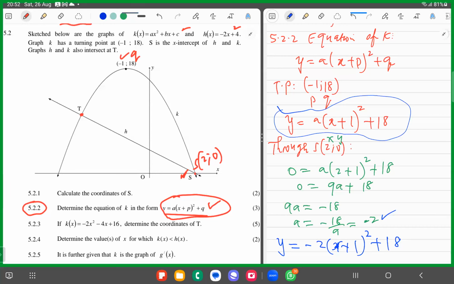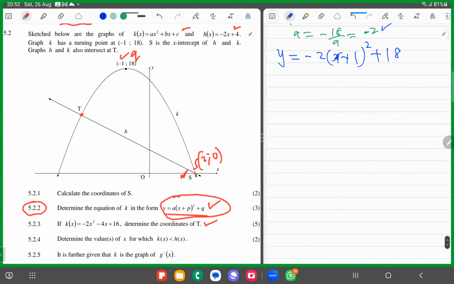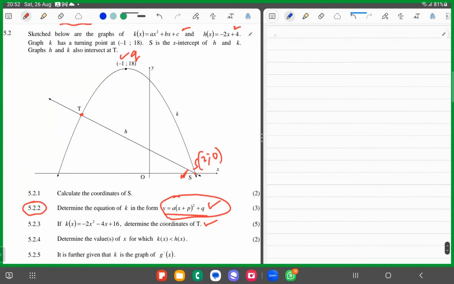We continue. Right, we look at the next question. What is the next question? 5.2.3, we have that k of x equals -2x squared minus 4x plus 16. Determine the coordinates of t. Right, so in 5.2.3, if k of x is this, determine the coordinates of t.